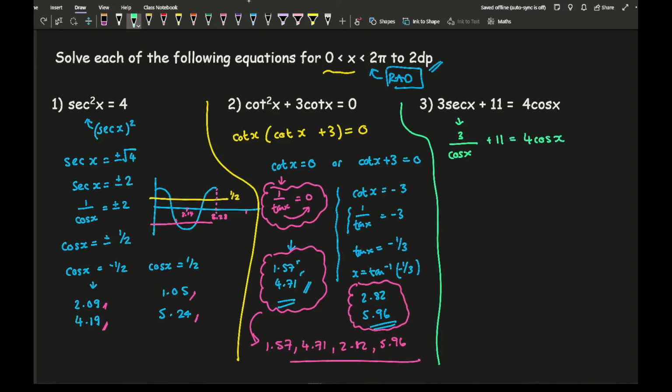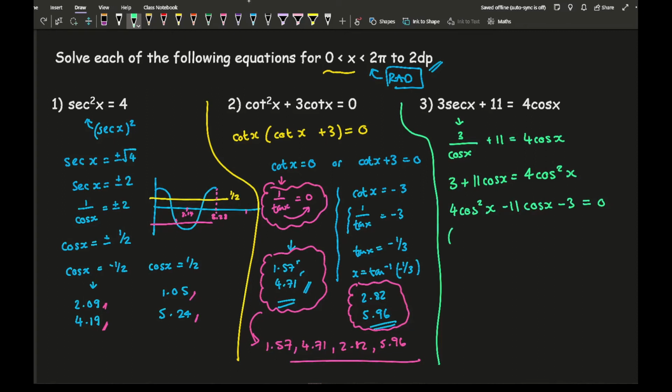From this, what I then want to do is multiply everything by cos x, so I get 3 plus 11 cos x equals 4 cos squared x, and then this slowly turns into a quadratic. So I've got 4 cos squared x minus 11 cos x minus 3 equals 0. Now you can factorize with regards to this.